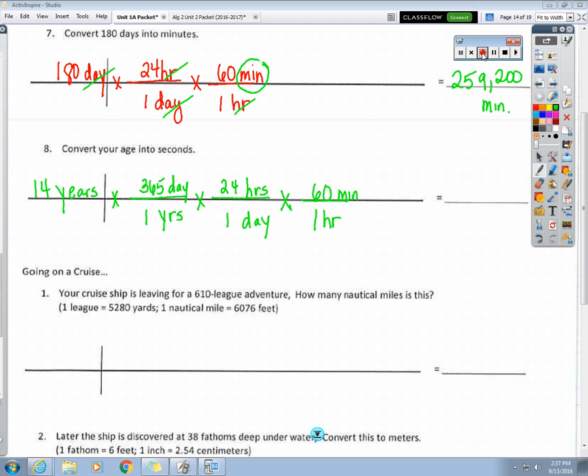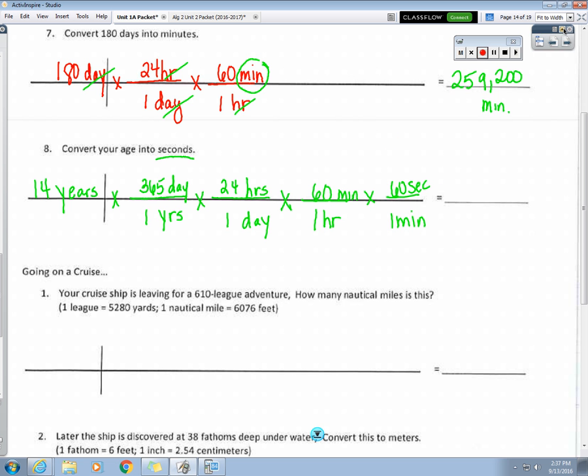All right, so now we're almost there, but we got to get to seconds. So what do we know about minutes? 1 minute is 60 seconds. Okay, so we don't have to worry about the denominator because they're all ones. When you multiply each numerator, what do you end up with?